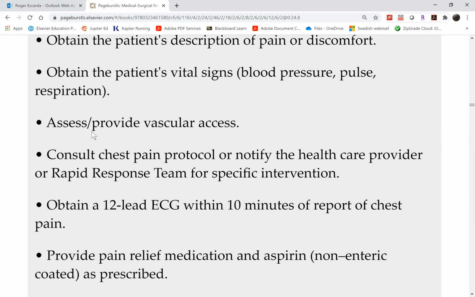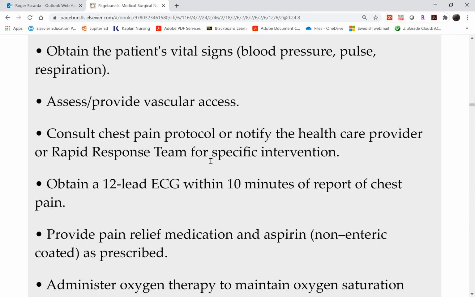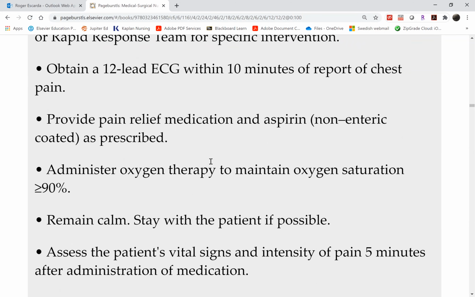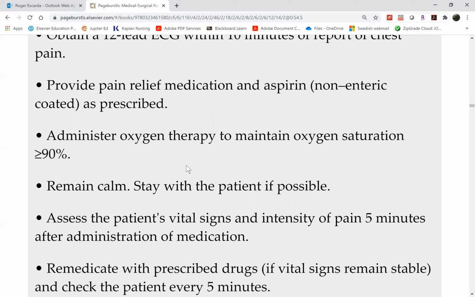Vital signs, if they don't have access yet, establish a vascular access. And of course, you would have yelled out to someone already to call rapid response. By the time rapid response comes, your ECG should be done already. And then the patient will be hooked up to a continuous cardiac monitor afterwards. And we continue pain relief with nitro and or morphine, and then maintain an oxygen saturation of 90 or better.